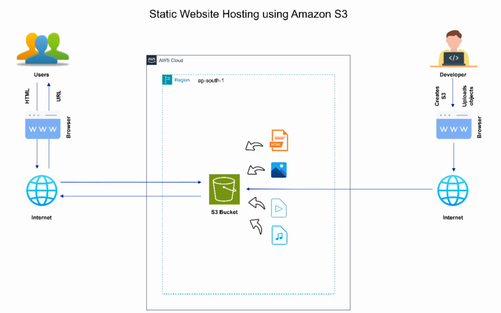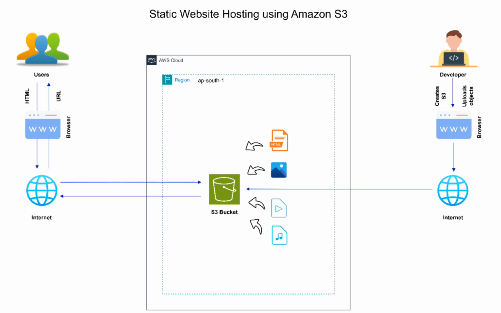Here is the overall flow of how the static website works. The developer uploads static files to the S3 bucket. Users access the website by hitting the endpoint. The request goes over the internet directly to the S3 bucket, and S3 serves static content back to the user.